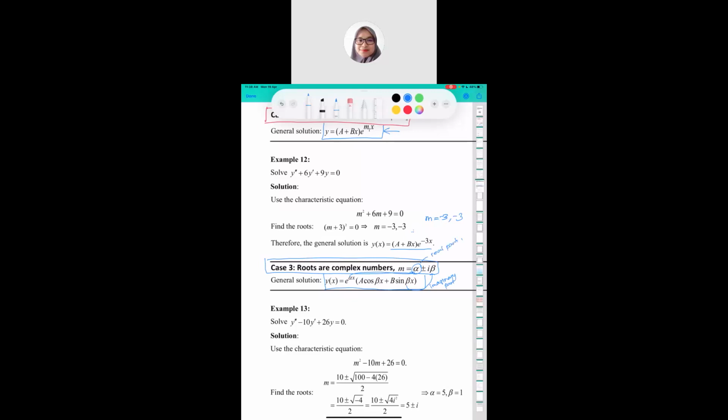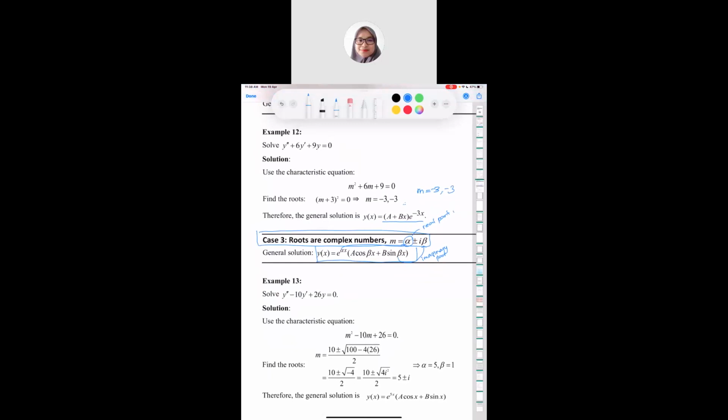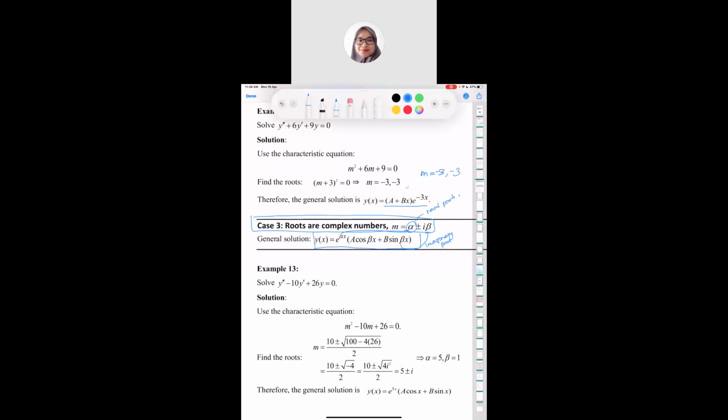Okay, so kita tengok example 13. Sama juga, y double prime minus 10y prime plus 26y equal to 0. Saya terus tulis dalam characteristic equation. Saya ada m squared minus 10m plus 26 equal to 0. So you boleh tekan calculator: a equal to 1, b equal to negative 10, c equal to 26.